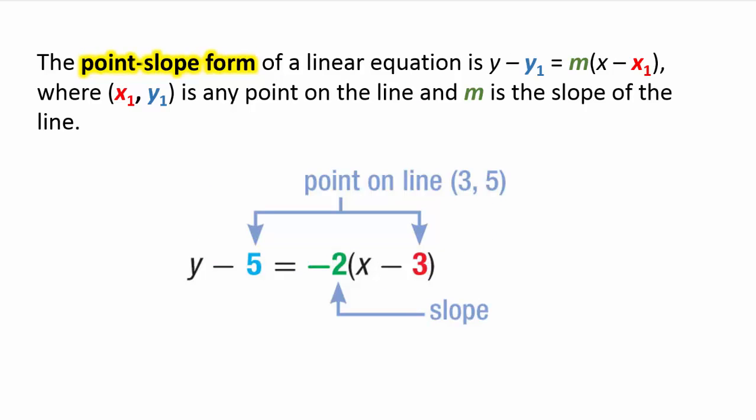The point-slope form of a linear equation is y minus y1 equals m times x minus x1, close parentheses, where x1, y1 is any point on the line and m is the slope of the line. So in this example here, y minus 5 equals negative 2 times x minus 3. Your slope, again, is going to be negative 2, and your point on the line is going to be 3, 5. It's not going to be negative 3, negative 5, because if you look at the point-slope form up here, it's y minus y1. So we just have to take the value and use that as our point on the line.